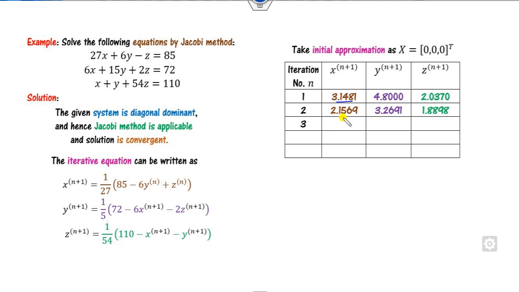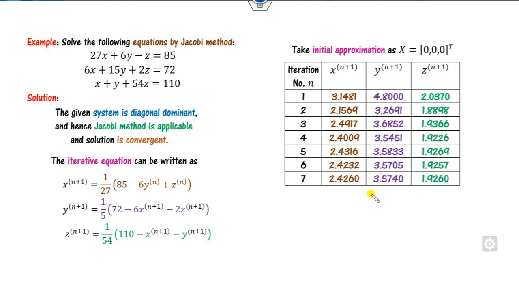Since the results are not matched up to 3 or 4 decimal places, we can find the third iteration here. Again you can see the results are not matched up to 3 or 4 decimal places. You can find the next 4 values. Clearly the result is matched only up to 1 decimal place. So we can find the 6th iteration as well. Now you can see only 2 decimal places are matched.